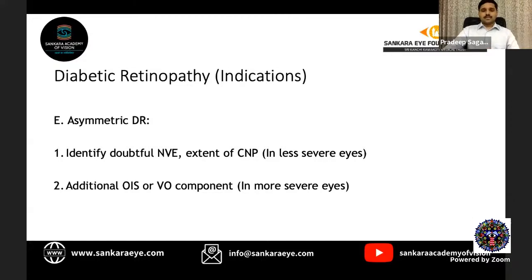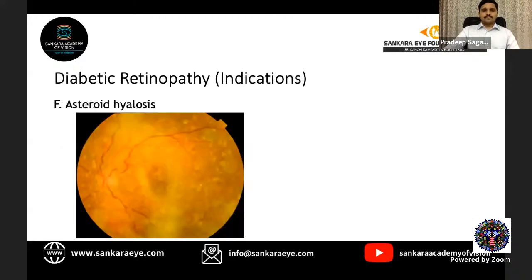So the other thing is a more severe eye may have an additional component of vein occlusion or an ocular ischemic syndrome. That would be the reason for it to be more severe. That can be even identified on fluorescein angiography.